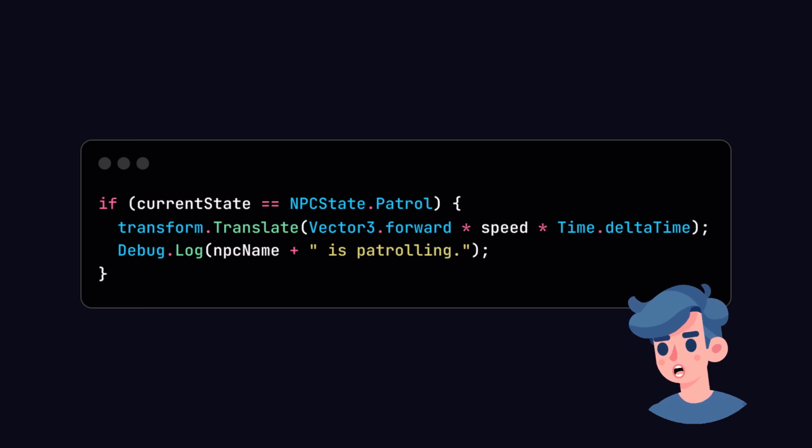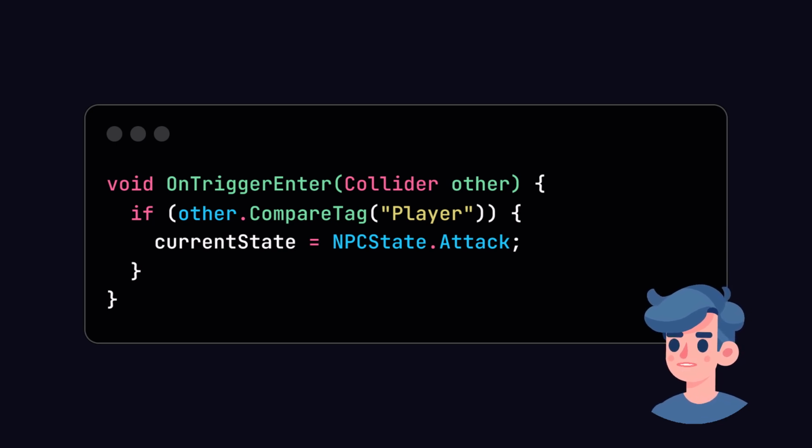Next, let's implement the patrol state. This will have our NPC move along a predefined path. To switch states, we can add logic based on certain triggers, such as the player's proximity.